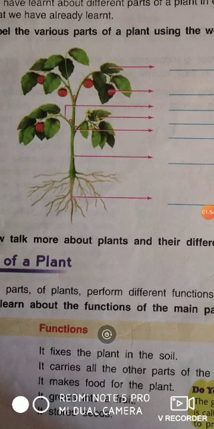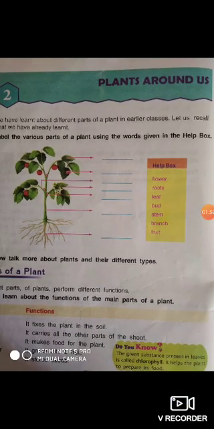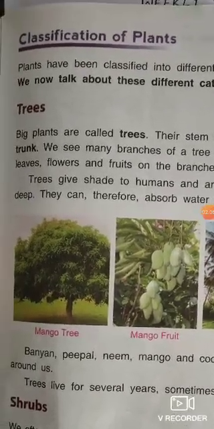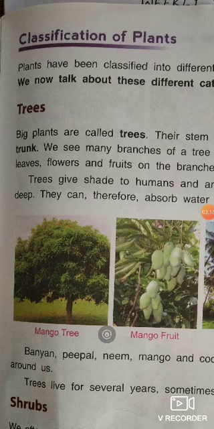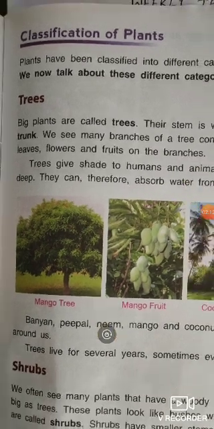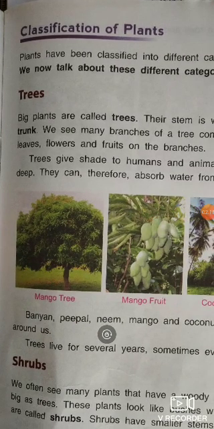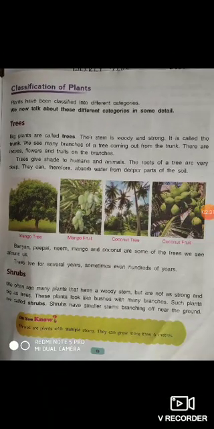Now come to the classification of the plant. In the classification of plants, I have explained that plants are of 5 types. Number 1 is the tree, second is the shrub, third is the herb, fourth is the climber, and fifth is the creeper. These are the 5 categories of plants. I have already explained them with examples. Now it's time for the question answers.